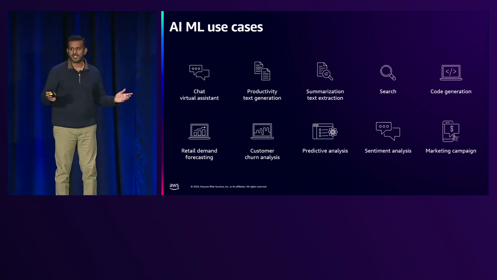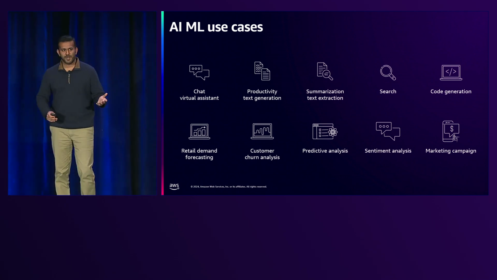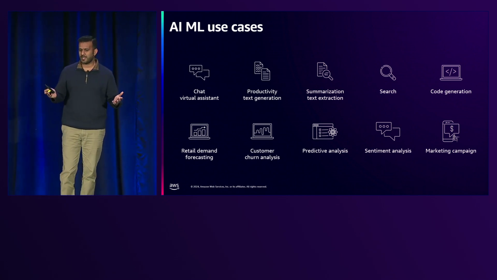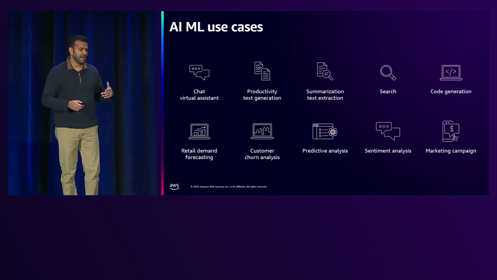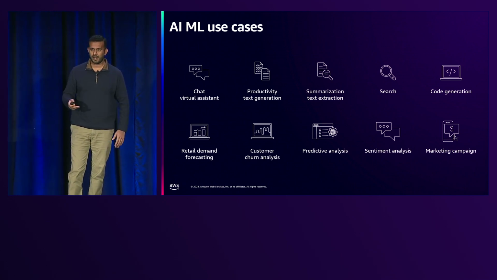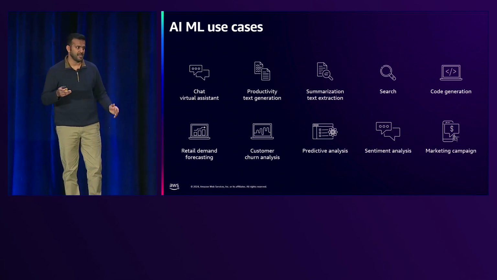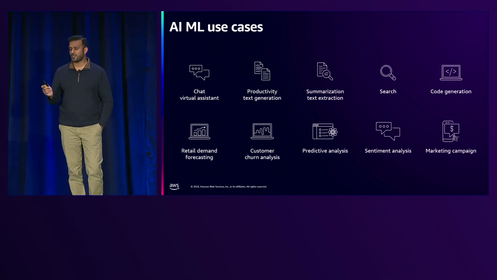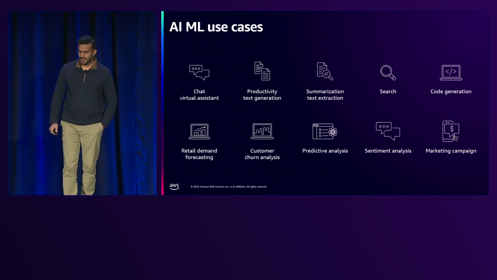But in general, there's a lot of excitement today for AI and GenAI in particular, because they help you transform customer experiences, improve employee productivity, and just overall improve your business operations. And there are a lot of use cases today for AI and GenAI, from virtual chat assistants, which we'll talk about more in the coming slides, but also text summarization and code generation, which can help improve employee productivity. There are also traditional AI ML use cases like retail demand forecasting, predictive analysis, sentiment analysis, and so on.